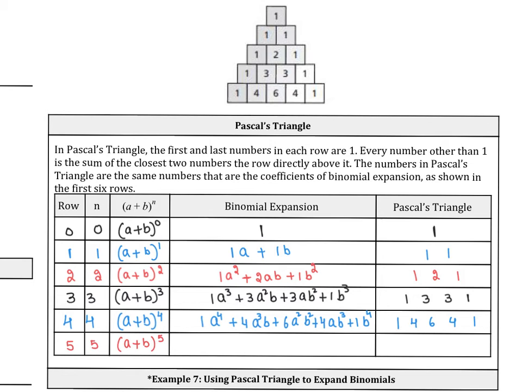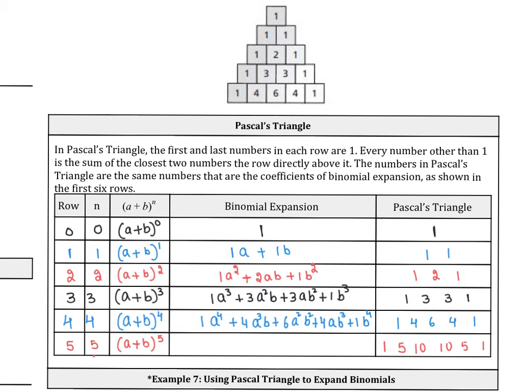For the last row, I chose n as 5, so a plus b to the power of 5. Now I'm going to use the same pattern. I do not have a next row, but we can still make it over here. So let's see how we're going to make it. The next row is going to have the 1 on the side. In between you have 1 plus 4, that's 5. 6 plus 4, that's 10. 6 plus 4, 10. 4 plus 1, 5, and then 1.